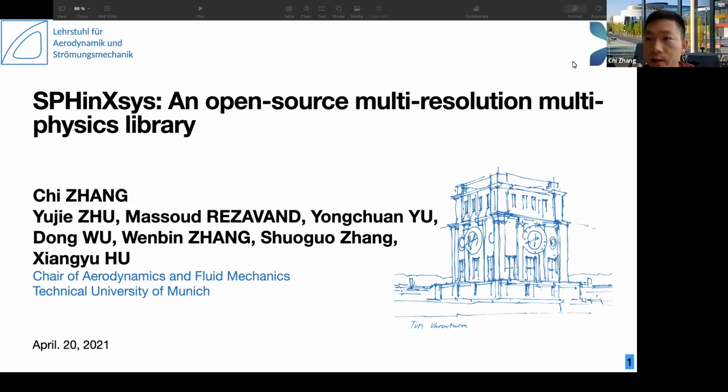So hello everyone. Today I will give a brief introduction about our SPHinXsys code. I will not go into the technical detail, and briefly I will show some results we have got with this library, and I hope with these results you can find something you are interested in, and maybe in the future you can join us and also have your own project by using this library.